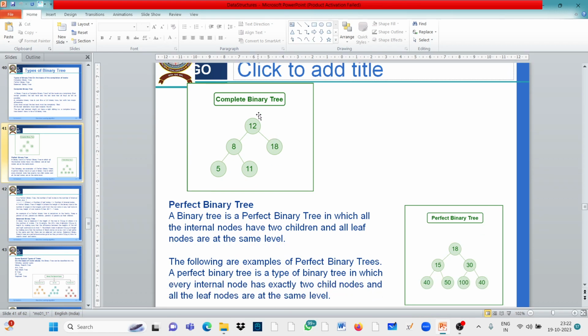Okay. Then we say the perfect binary tree. A binary tree is a perfect binary tree in which all the internal nodes have two children. See, these are the internals. This is internal. This is internal. Internal nodes have two children and all the leaf nodes are at the same level. Internal nodes are having two children, here two children, here two children. All the leaf nodes are filled, at the same level. So this is called the perfect binary tree. Okay, so perfect binary tree is a type of binary tree.